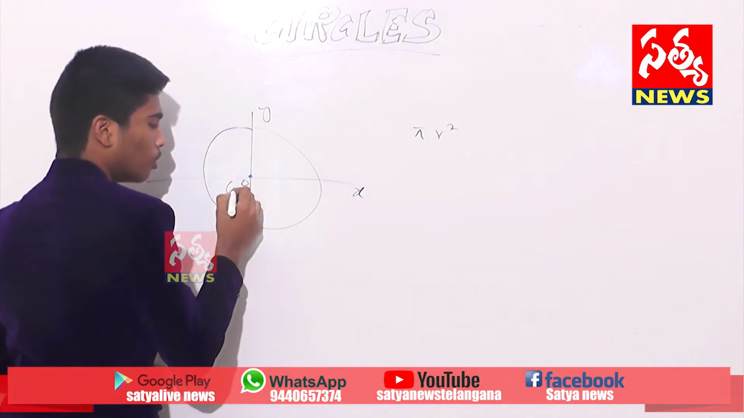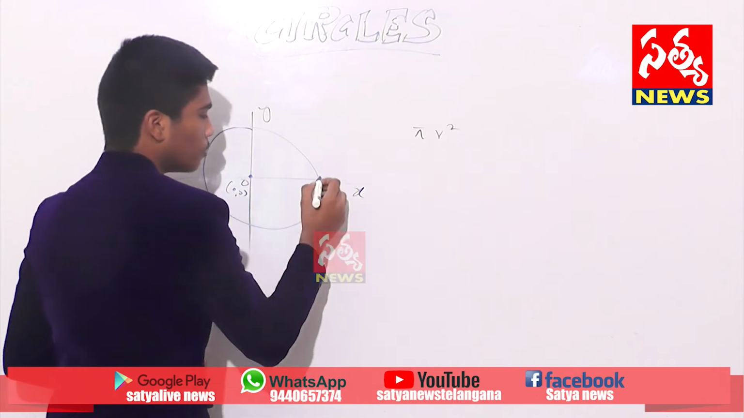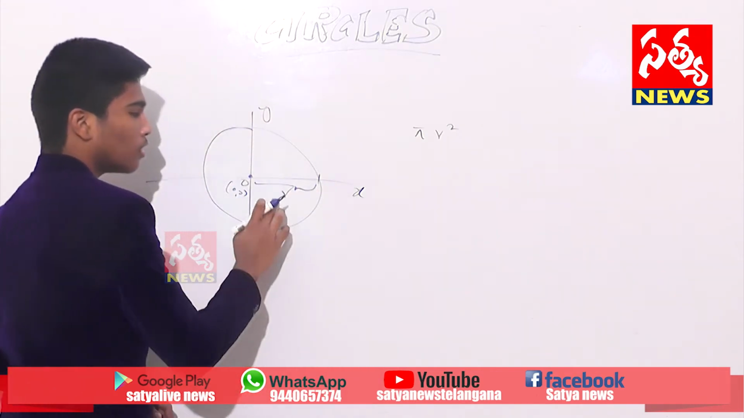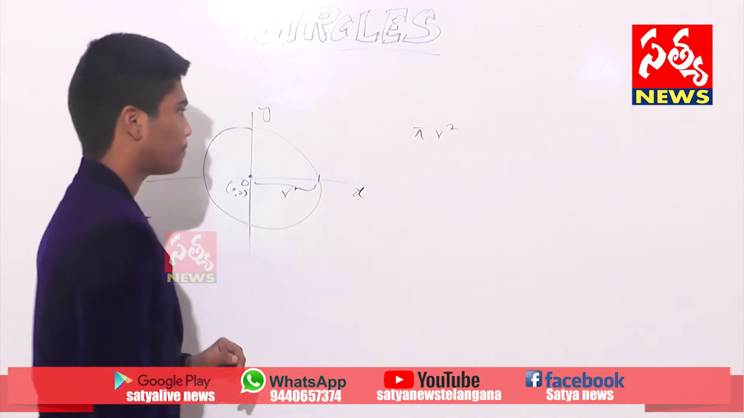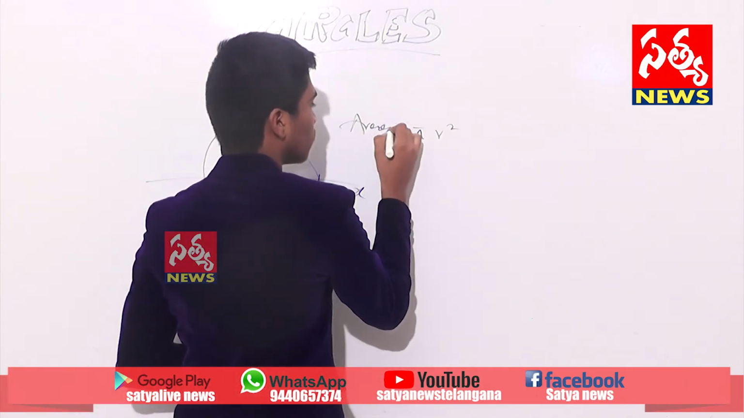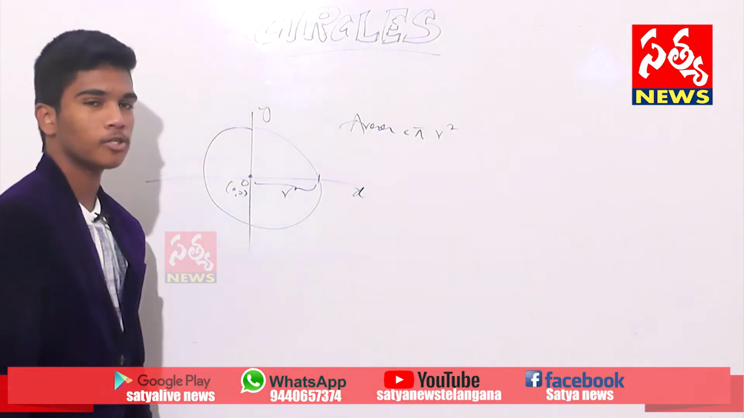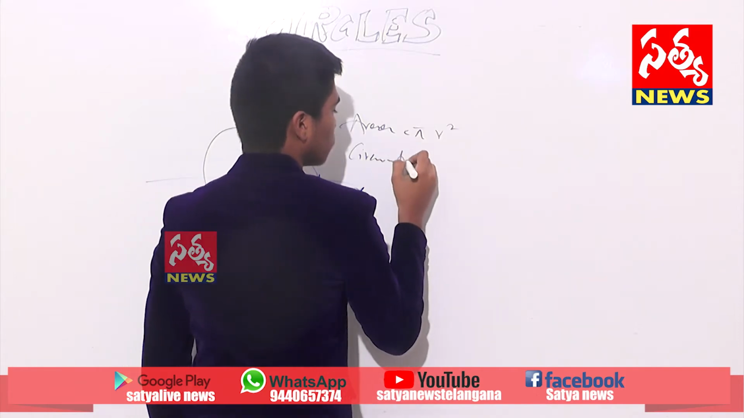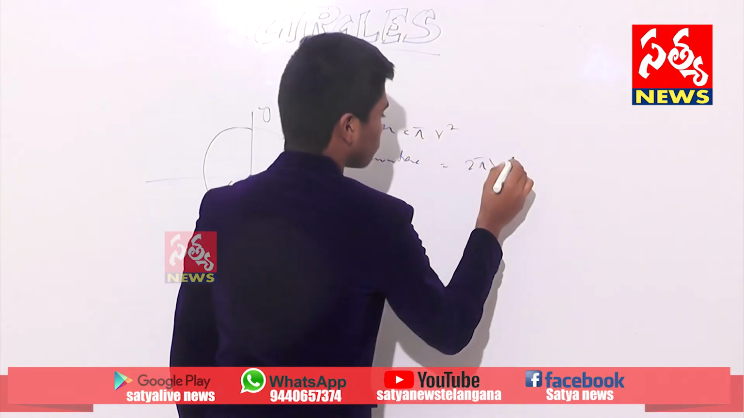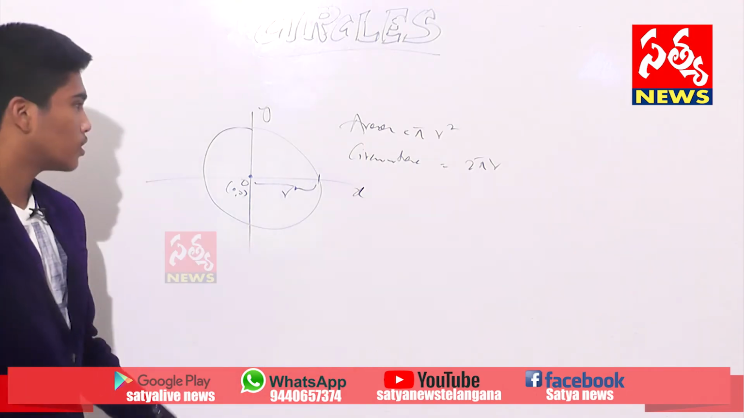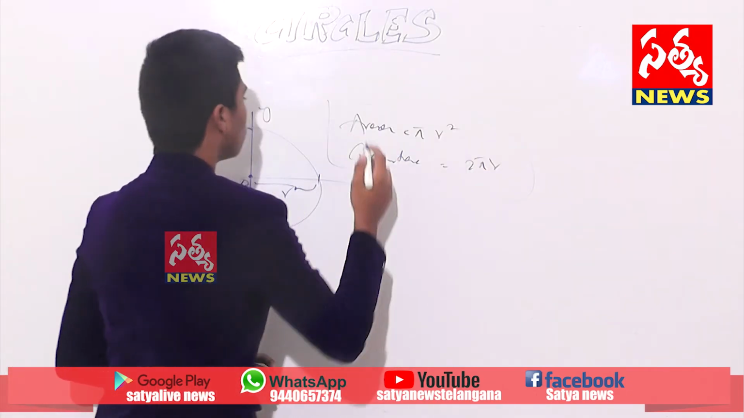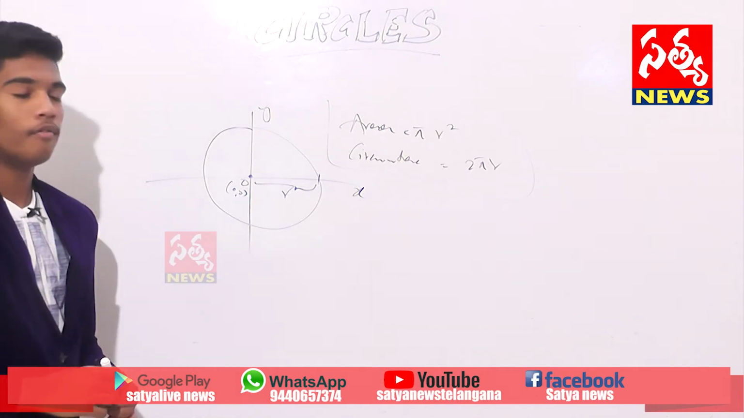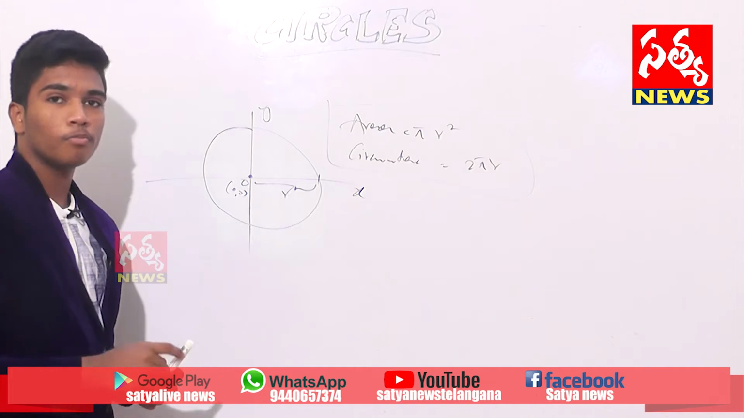And this is origin O at point 0, 0, and this distance is said to be radius, which we will represent as r. So the area of a circle is pi r square, and circumference is 2 pi r. We all know this, right? These are basic concepts of circle. First of all, we will discuss different forms of circle.